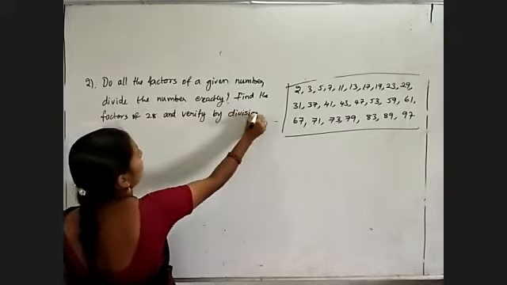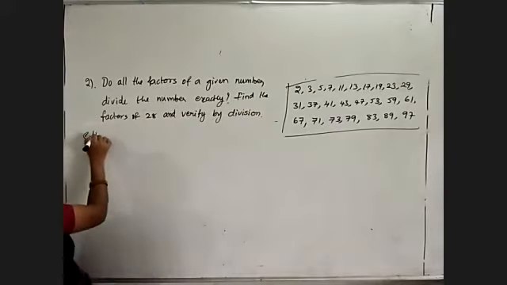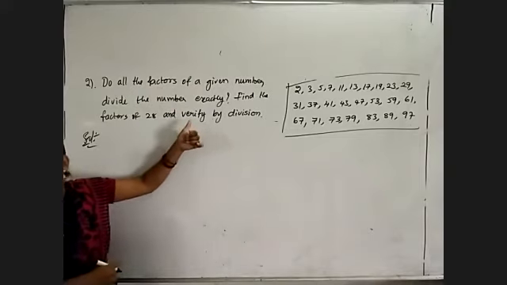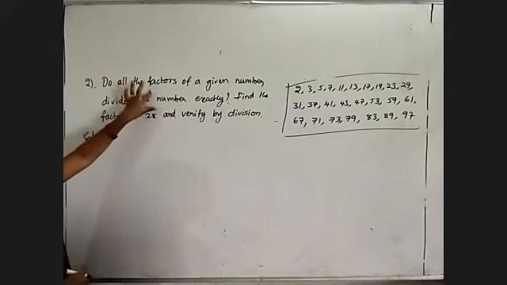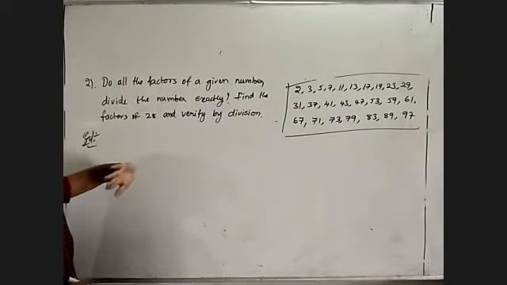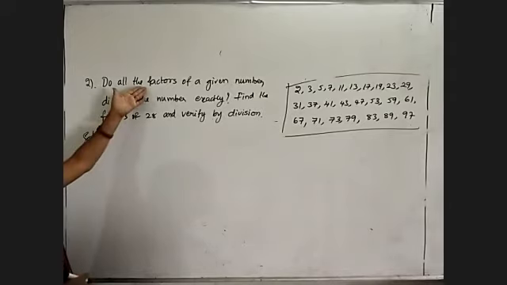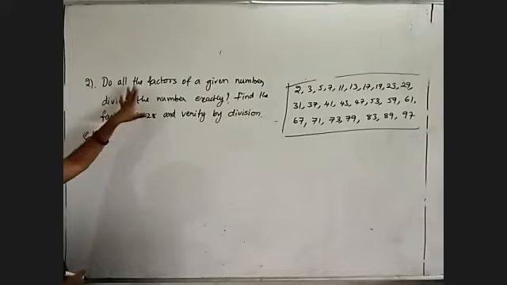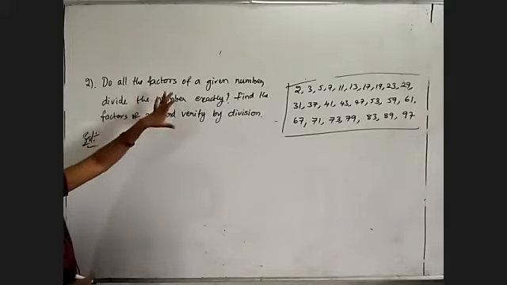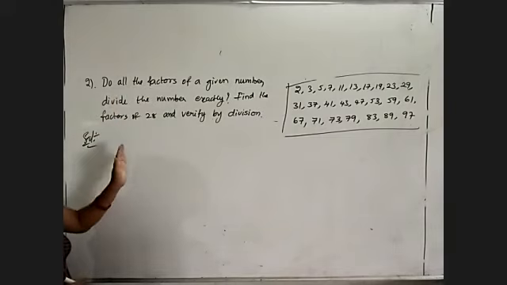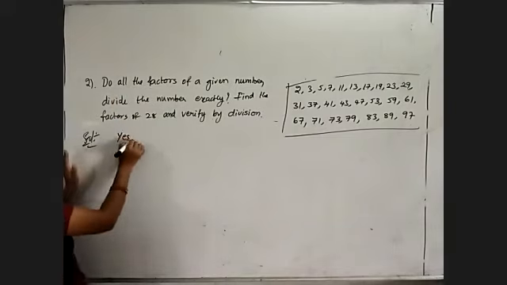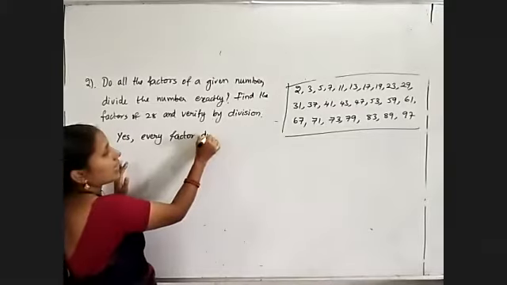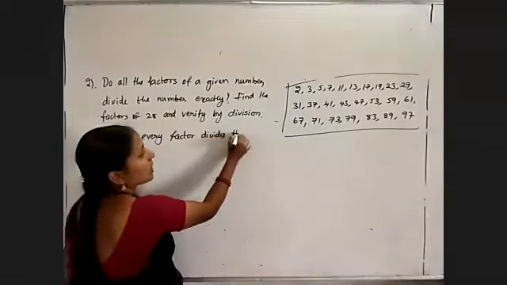So this is a very interesting question. Just observe the question. Do all the factors of a given number divide the number exactly? What is the definition of a factor? A number which divides a given number exactly is called a factor. So the factor definition itself says it divides a given number exactly. So what is the answer? Yes. Every factor divides that number exactly.